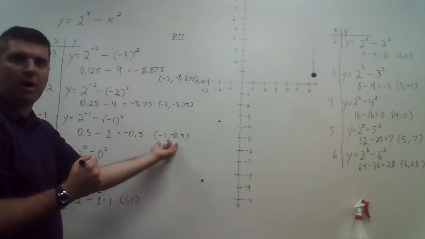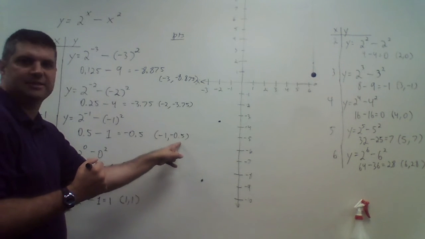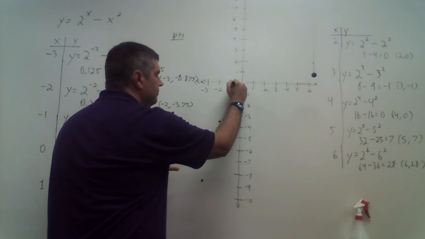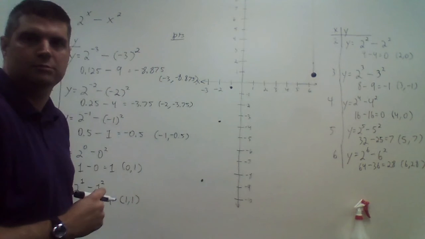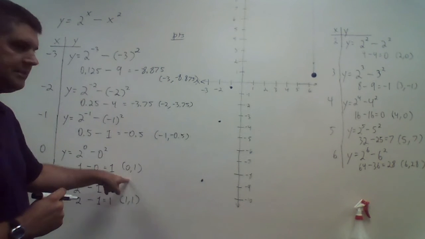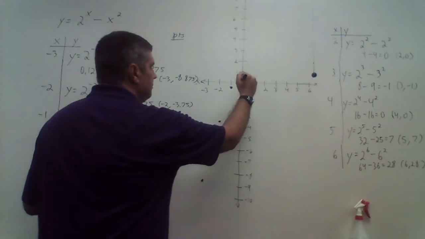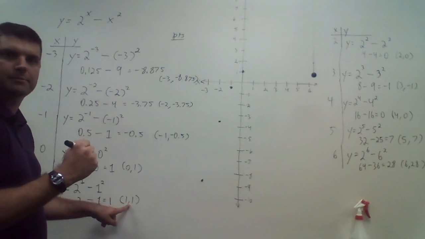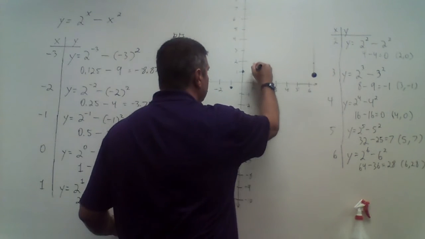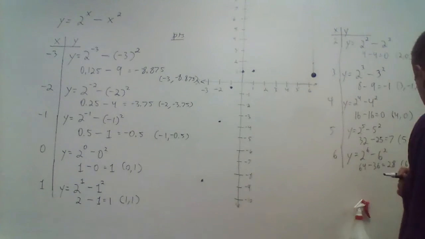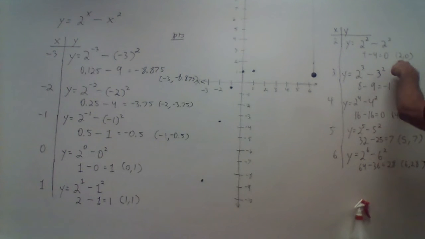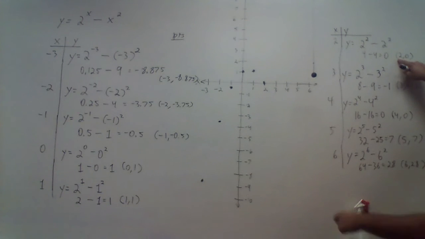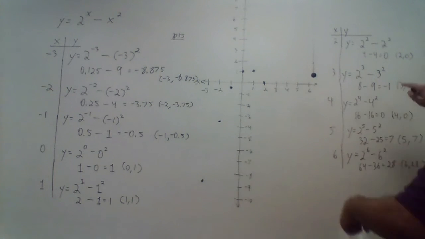And then negative 1, negative 1/2. Negative 0.5 is negative 1/2. So negative 1, negative 1/2. About right here. Okay? Then 0, 1. Left, right, nothing, straight up 1. And here's 1, 1. Okay? Then 2, 0. Okay? 2 on the left, right, up, down, nothing.